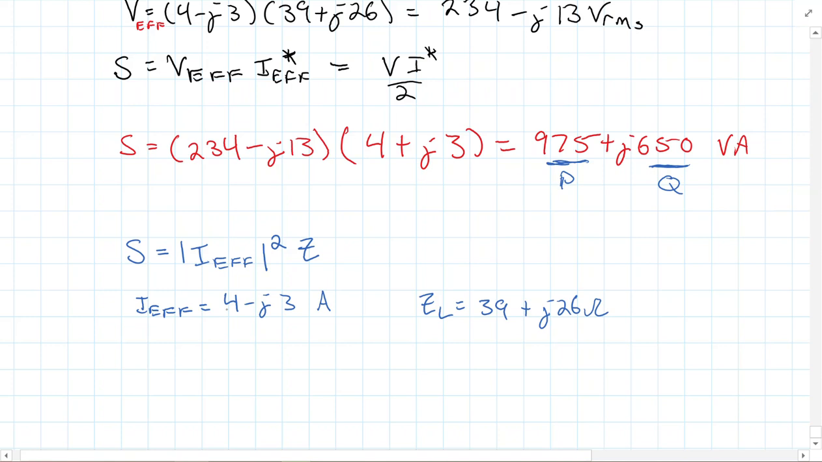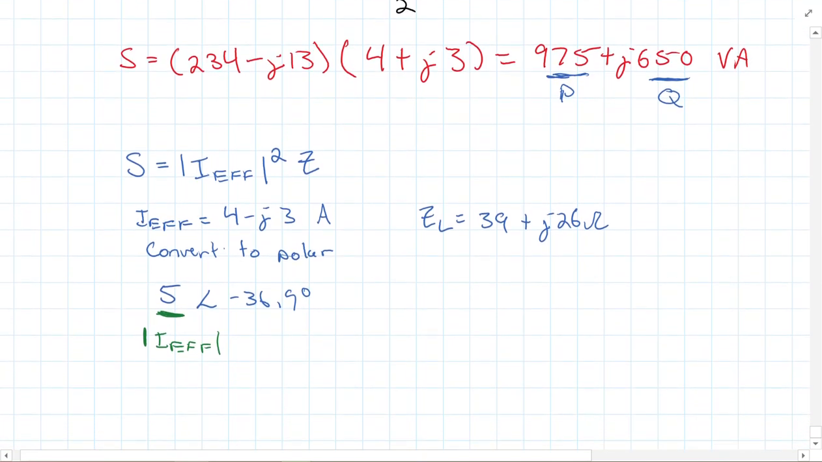Alright, now I need to look at the magnitude of this. Actually, the easiest way to look at the magnitude is to convert to polar. Because if I convert that to polar, you get 5 at an angle of negative 36.9 degrees. But this right here, that 5, that's the magnitude of I effective. So if you convert to polar, you get the magnitude right away. So the magnitude is 5.